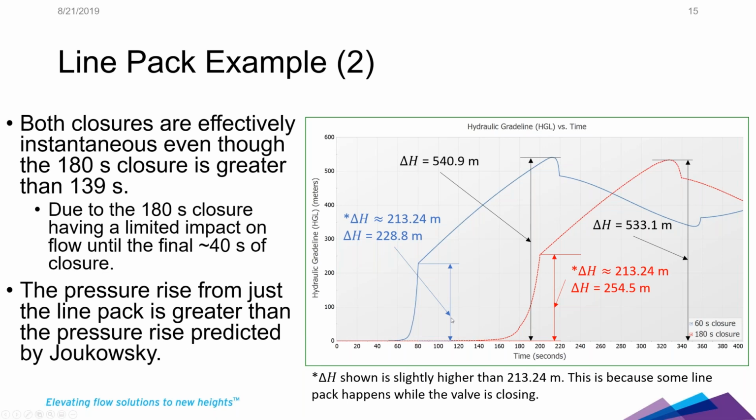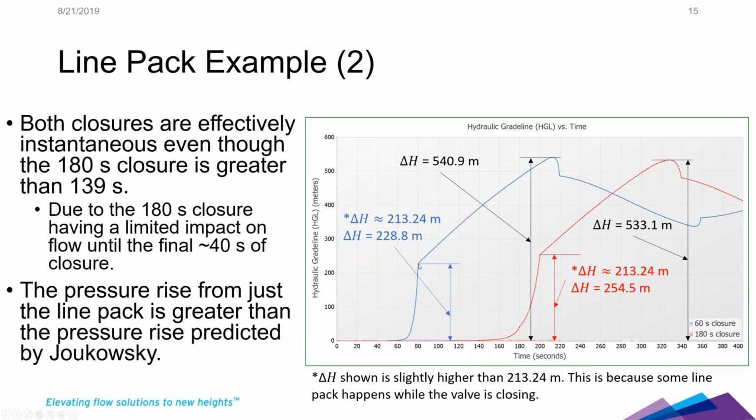We're looking at a delta H of 213.24 would be the Joukowsky head rise. But we're actually seeing 228.8 meters for the 60-second valve closure, or 254 for the 180-second valve closure. Well, what's happening is we're actually seeing some line pack as the valve is closing. It just doesn't happen after the valve is closed. There's still that line pack. There's still some frictional recovery. Just essentially the simplest way to refer to what line pack is during the closure.